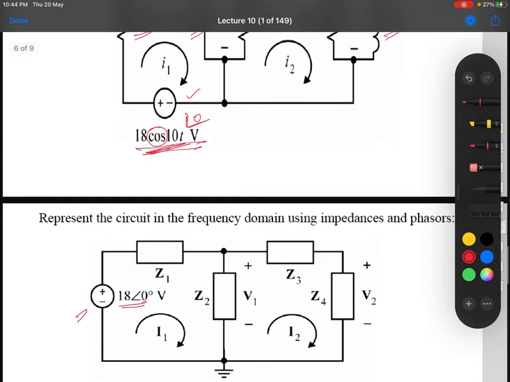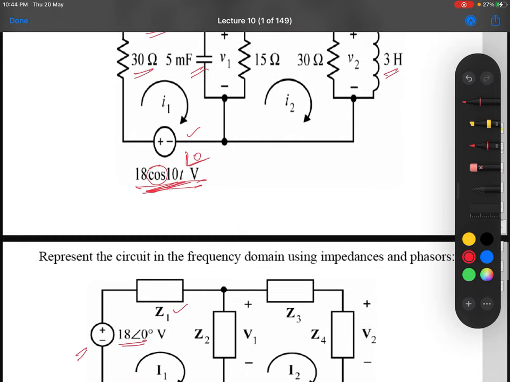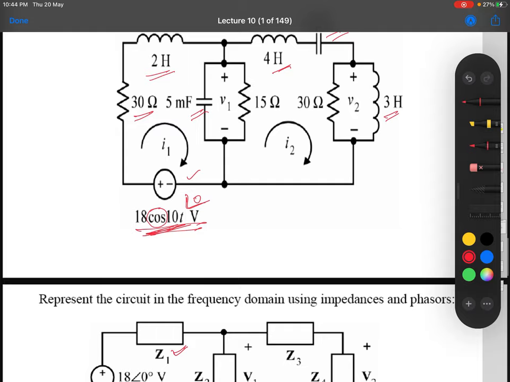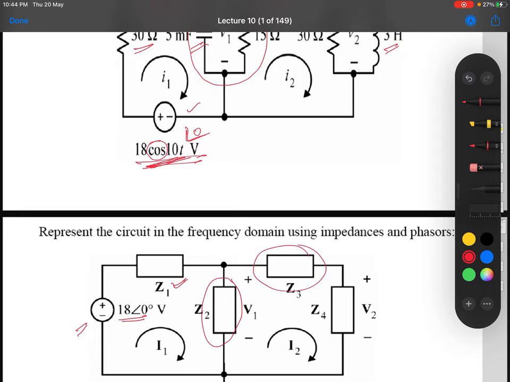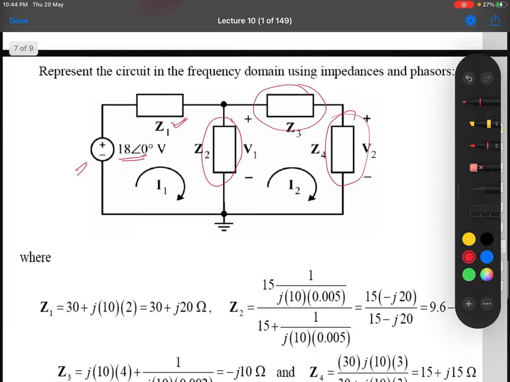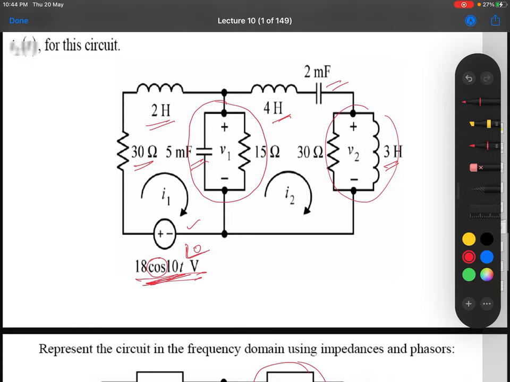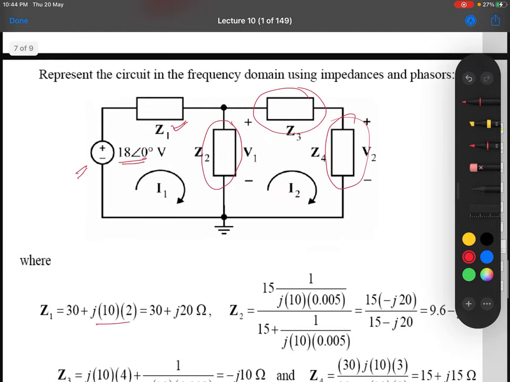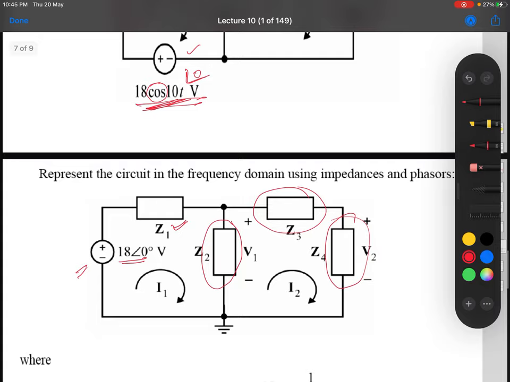So 18 angle 0 is the value here, and then you can convert this as Z1. The angle is, this is 10, so I think it will come out to be J20 here. And similarly, you can take the values and put the parallel combination here, and that way you will get Z2, Z3 and Z4. So these four things you can easily calculate. I'm trying to show you how much Z1 will be. Z1 is basically 2 Henry plus 30 ohms. So this becomes J20 and 30. So Z1 is 30 plus J20. This whole part is Z1.